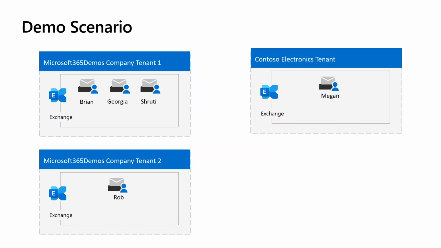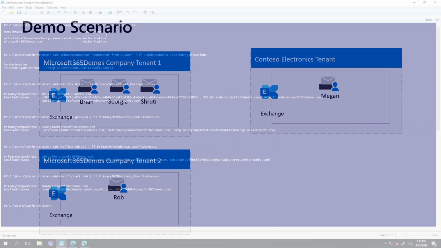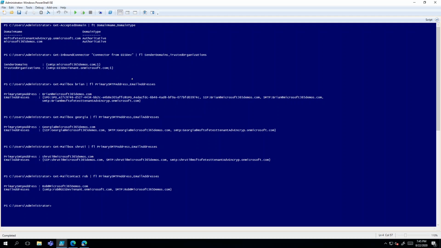Rob, Brian, Shruti, and Georgia are all employees of the Microsoft 365 Demos company, but they are spread across different tenants in Microsoft 365. Megan is an employee of Contoso Electronics working on a project for the Microsoft 365 Demos company. Let's take a look at the Microsoft365Demos.com tenants and see how they're set up. This is the tenant that owns the Microsoft365Demos.com domain. You can see that it's set up as an authoritative domain type in Exchange Online.